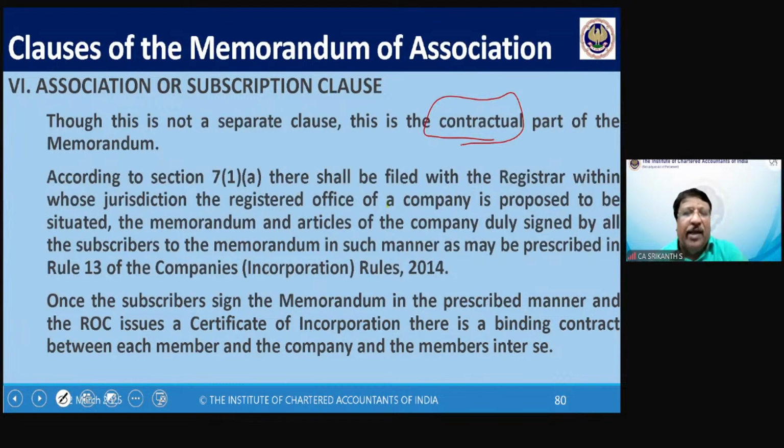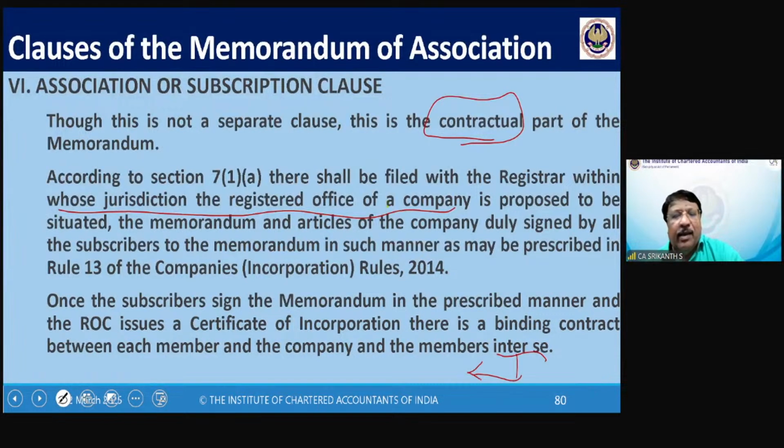So two things they agree to do, right? And there shall be filed with the registrar within whose jurisdiction the registered office of the company is proposed to be situated, the memorandum duly signed by all the subscribers, etc. So this is part of the process of incorporation. Once the subscribers sign the memorandum in the prescribed manner and the ROC issues a certificate of incorporation, there is a binding contract between each member and the company, and the members inter se.